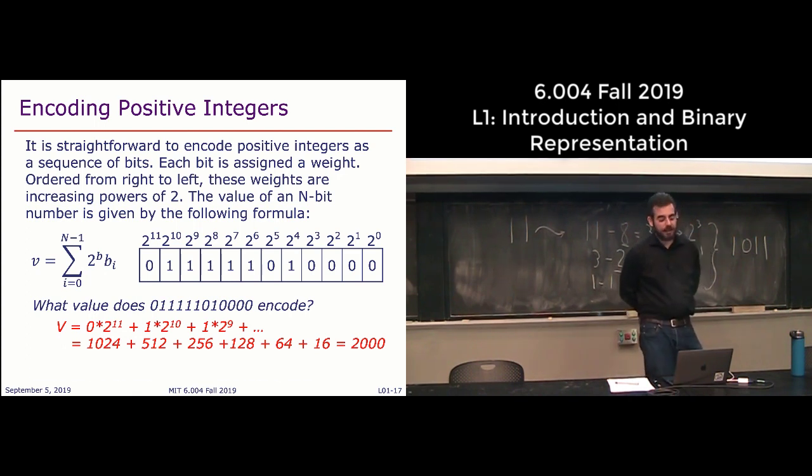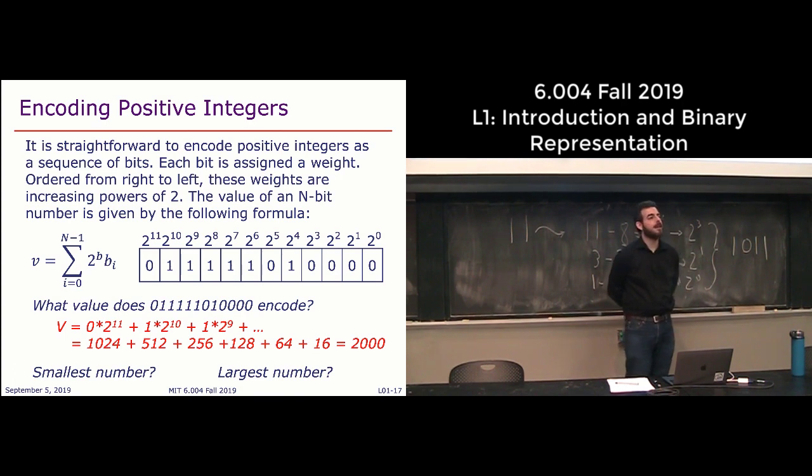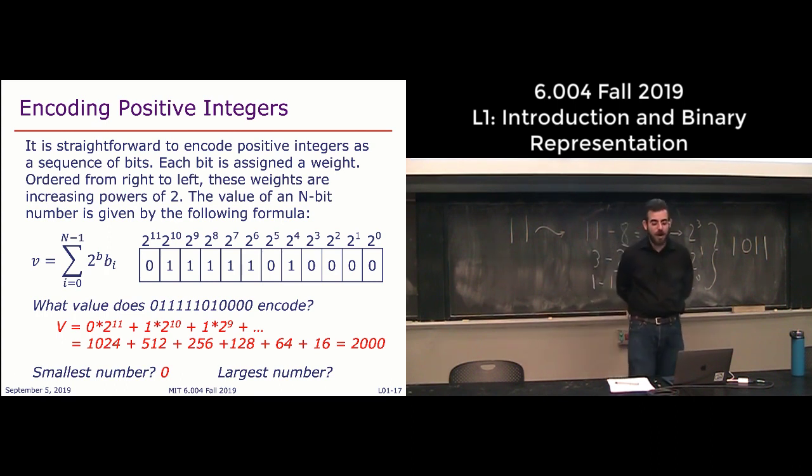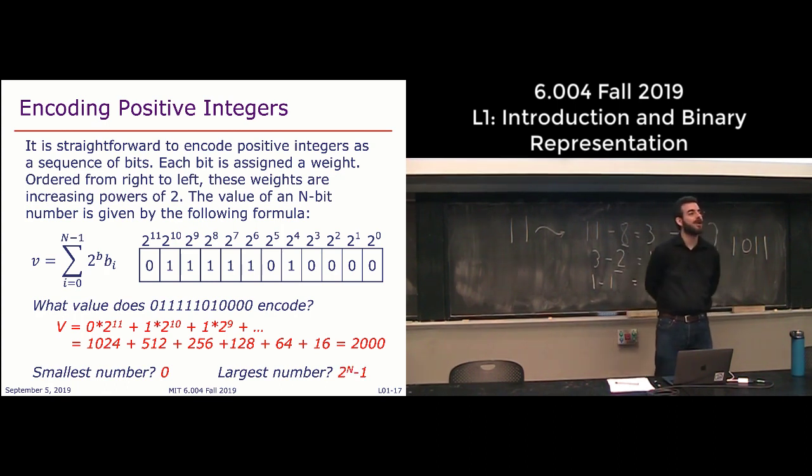Okay, so with this, what is the smallest number that we can represent? 0, that's all zeros. What is the largest number? 2 to the 12 minus 1, and in general if we have n bits, that's 2 to the n minus 1. Perfect. Okay, so far so good.